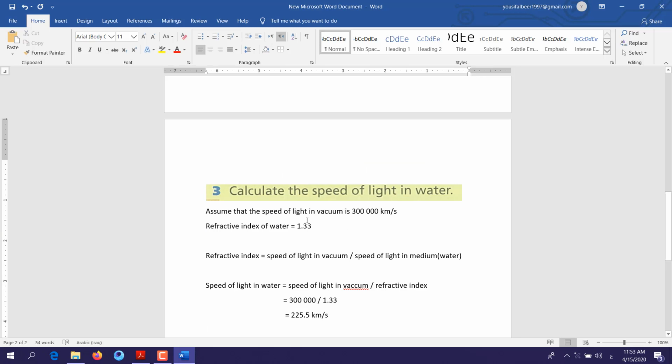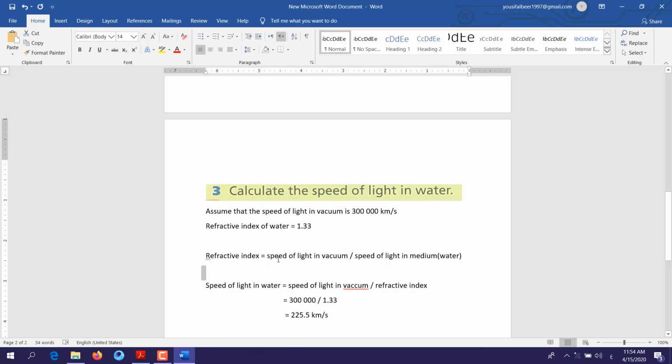In question number 3, it says calculate the speed of light in water. To calculate the speed of light in water, we use the formula: refractive index equals speed of light in vacuum over speed of light in medium. What's the medium here? It's water. The question says assume that the speed of light in vacuum is 300,000 km per second, and from the table of refractive index, we have the refractive index of water, it's 1.33. So how to solve it?